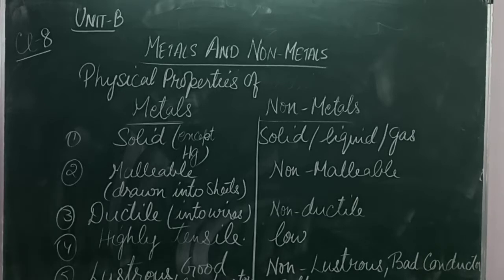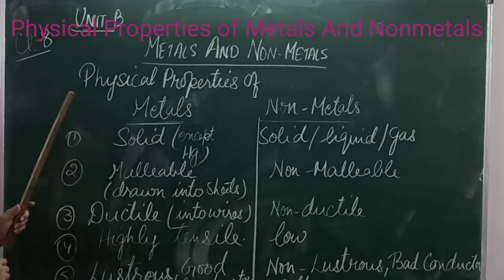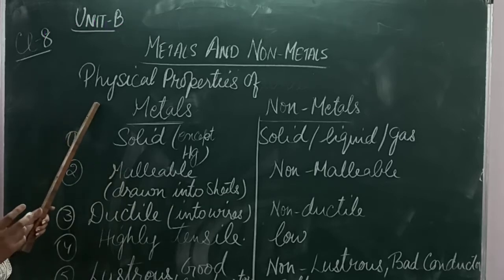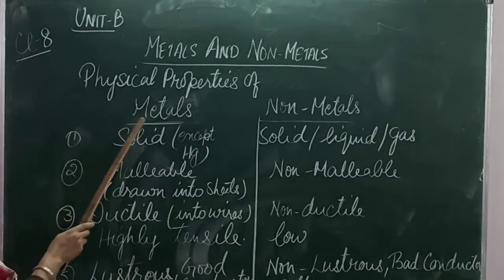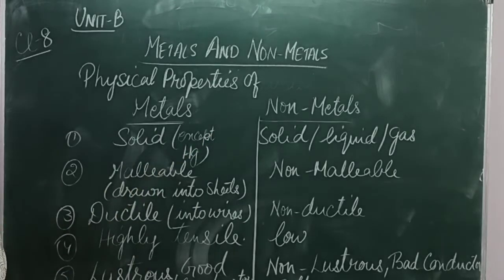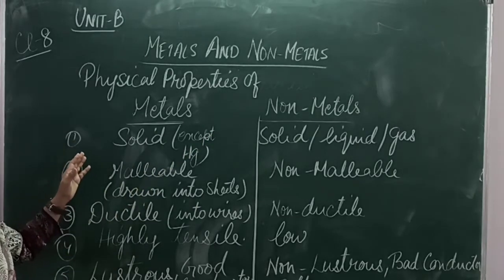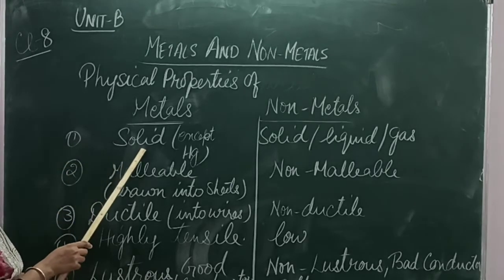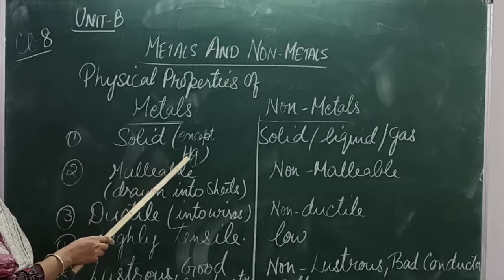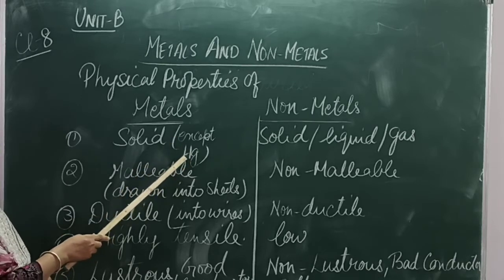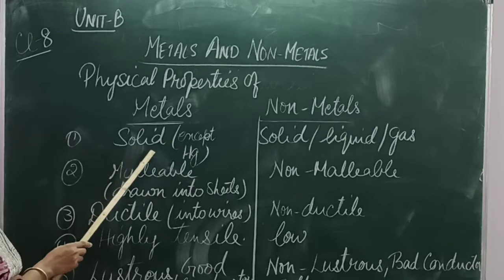Now students, we shall be discussing the physical properties of metals and non-metals. What are the physical properties? Physical properties means the properties we can understand by seeing, by their appearance, about the metals and non-metals. So as I told you while I was categorizing, all the metals are solid in state, except that of mercury, Hg. Hg is the symbol of mercury, which is in the liquid state. All the other metals are in the solid state.